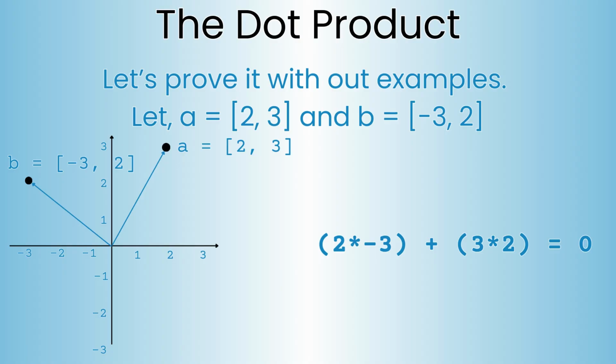And if we take B that is orthogonal to A, like minus 3, 2, then the dot product is 2 into minus 3 plus 3 into 2, which is minus 6 plus 6, giving us 0. As the vectors move away from each other, their dot product would be reduced and vice versa.